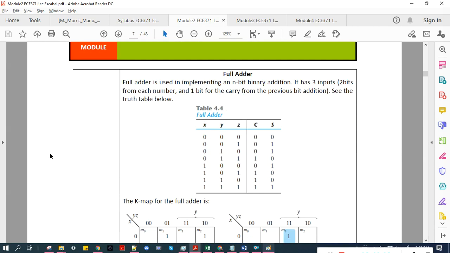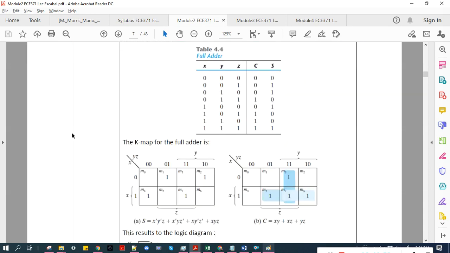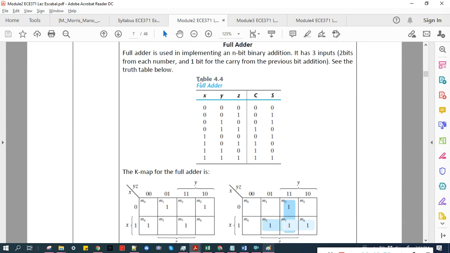Let's go to the full adder. The full adder is used in implementing an n-bit binary addition. It has 3 inputs: 2 bits from each number and 1 bit for the carry from the previous bit addition. As we have already discussed, the full adder has 3 inputs. Z, the third input, is considered to be the carry from the previous adder. And then the output is the same: it has a carry and a sum.